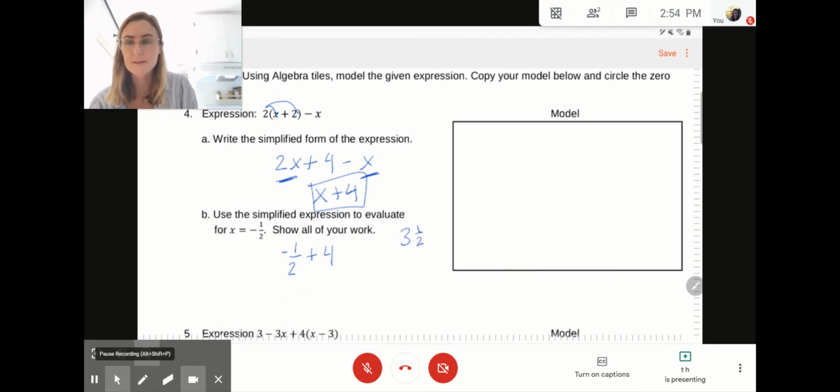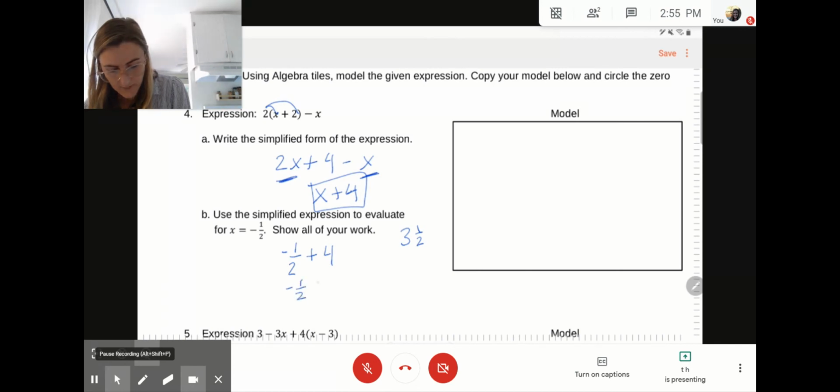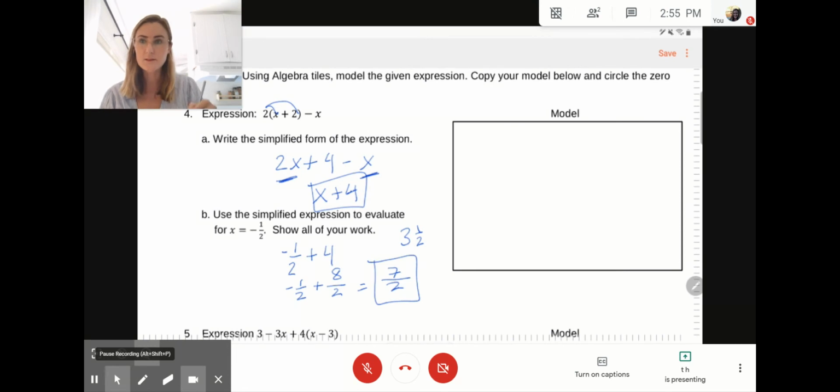If I want to show the steps of adding and subtracting fractions, say on a test or in homework, you're going to show all of your work. It's negative half plus... I need to make my denominator the same. So I have to think how many halves are in 4. There would be 8 halves in 4, and this would be 7 over 2. In this class, you can keep your answer as an improper fraction just like this. It's actually going to be easier when we get to slope.